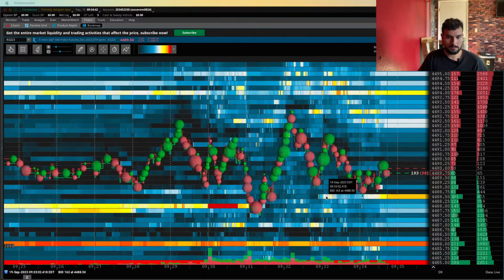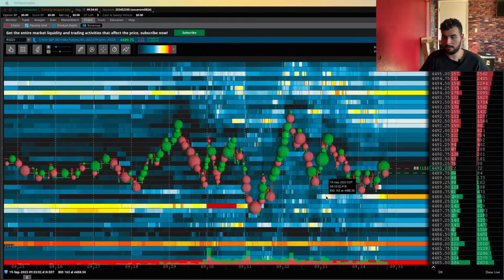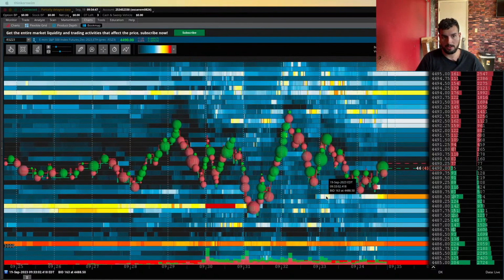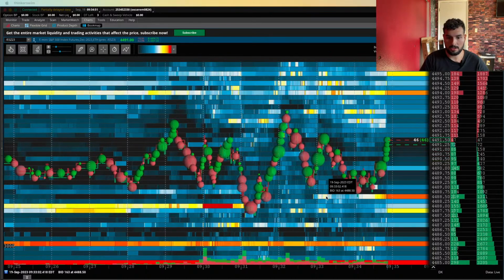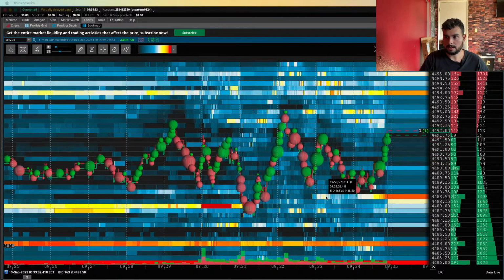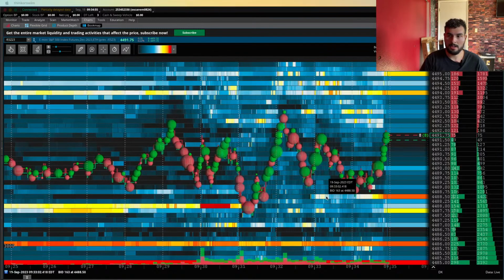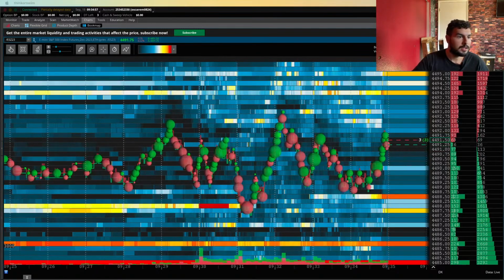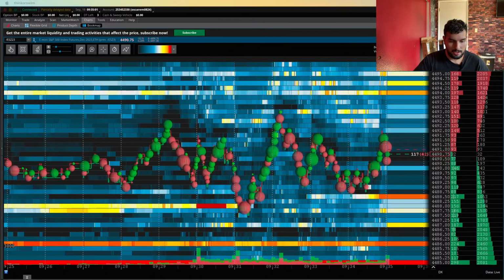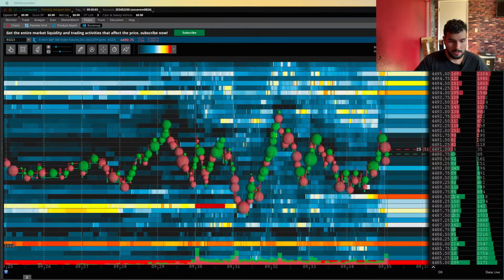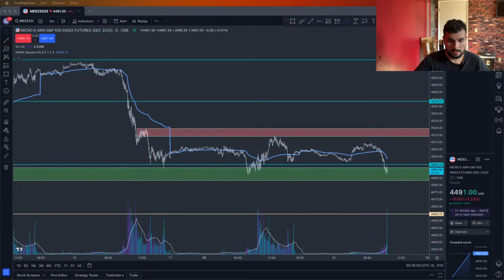I usually trade from 10 a.m. to about 12. And if I have a good trade before 12, then I'll just call it a day. But as you guys can see, we see some buyers stepping in. Let me go ahead and go back to my chart now. There we go.